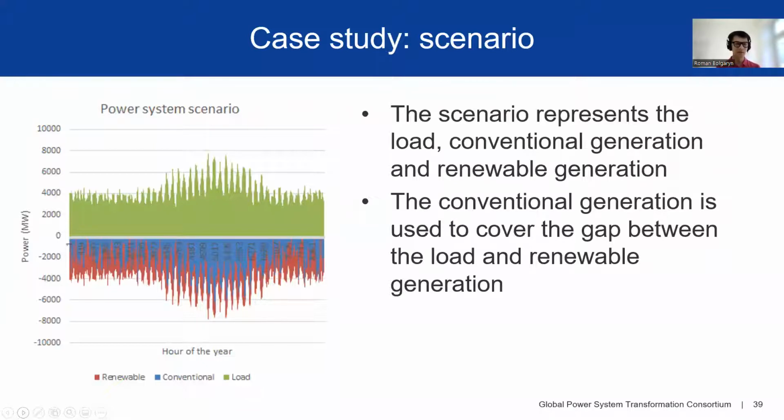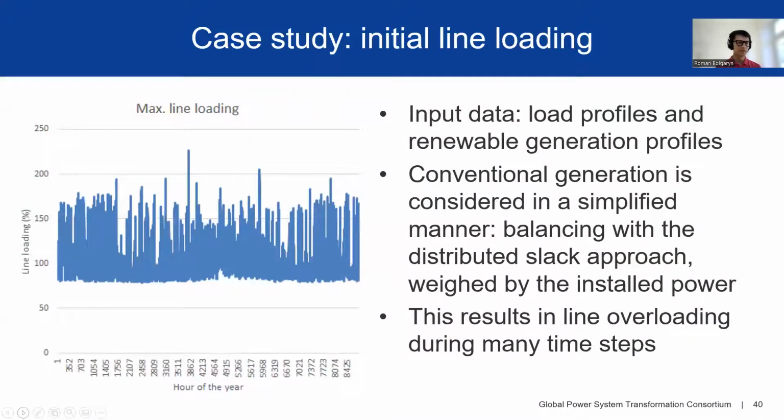And then at the next step, we perform redispatch for conventional generation and renewable generation in order to limit the line loading. Please, next slide. We see in the initial calculation that lines are overloaded, that we use the distributed slack approach for conventional generation, and this results in lines being overloaded during many of the time steps. Next slide, please.